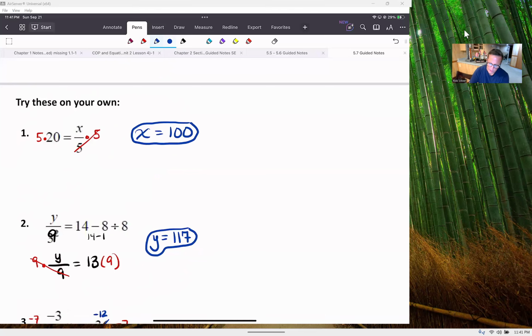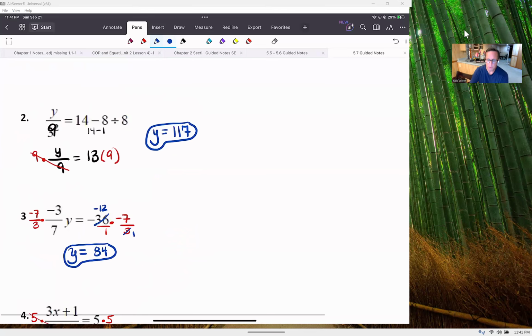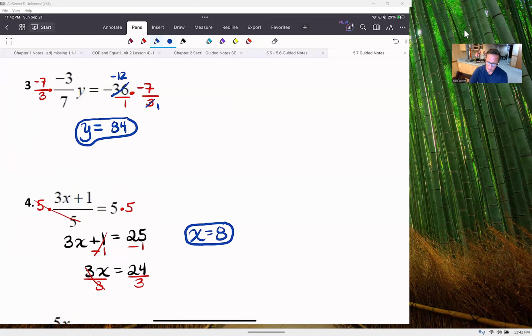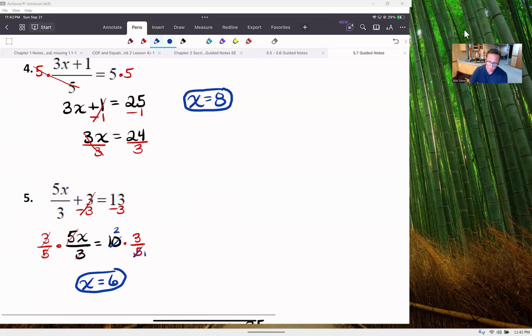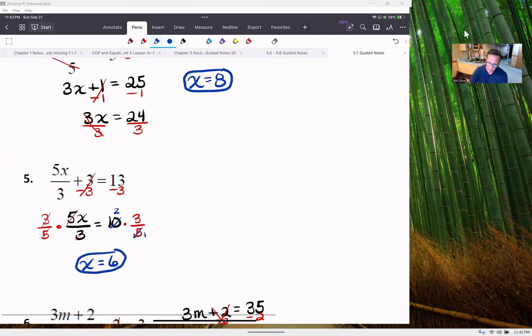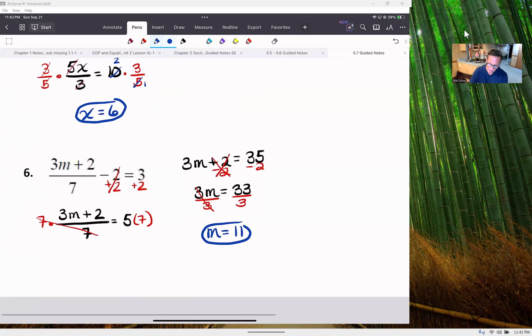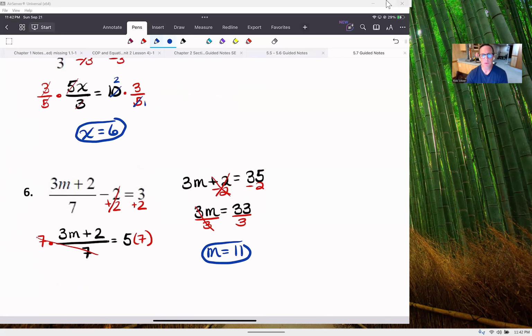Okay, so for number 1, I got x equals 100. For number 2, y equals 117. Number 3 is y equals 84. Number 4 is x equals 8. For 5, I got x equals 6. And the last one, I got m equals 11.